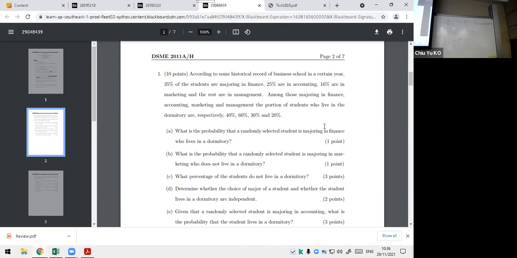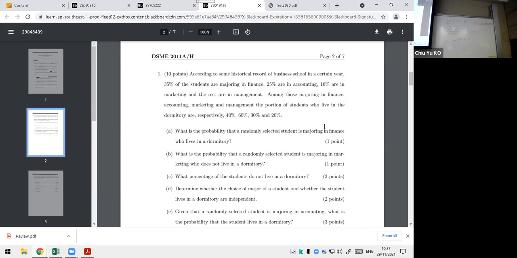Of course, you can use a calculator to figure out the answer, I'm not going to do that. That's something you learned in high school. Is that okay for A and B? It doesn't take a lot of time, just applying the rule. C is asking: what is the probability that a student does not live in a dorm?